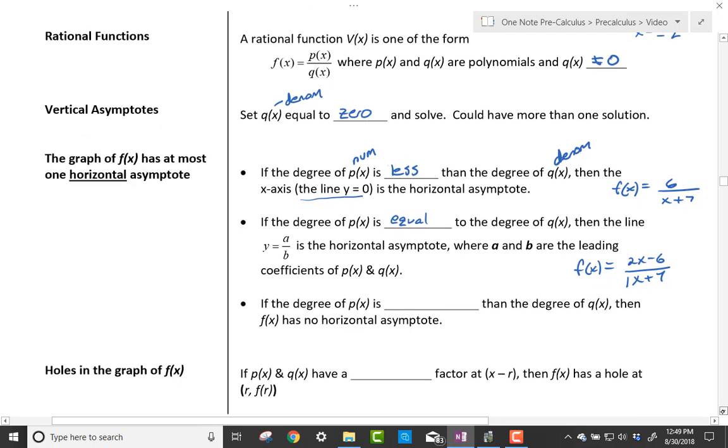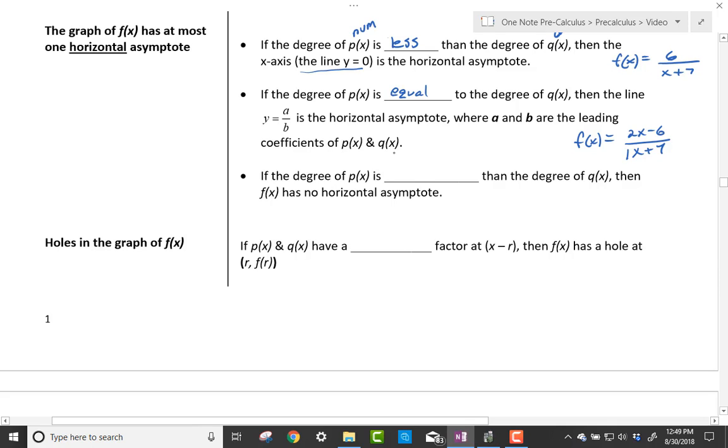And then if the degree of p of x is greater, so if my numerator has a degree that's greater than my denominator, then f of x has no horizontal asymptote, and we will graph those. So if I had f of x equals x squared over x minus 1, there is no horizontal asymptote. We actually get a slanted asymptote in that case.